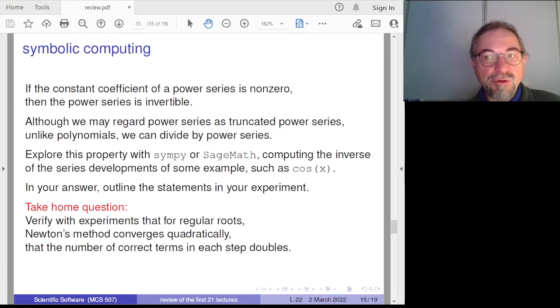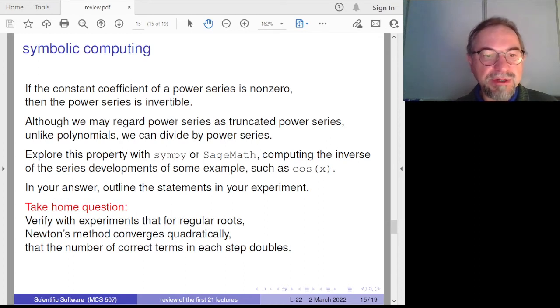So if you think of the cosine again, how could you set this up? Well, you have sine square plus cosine square equals 1. So given the expansion of the sine function, compute the expansion of the cosine function using Newton's method on that equation. And do this and verify that, or on any other example. So say verify with experiments.